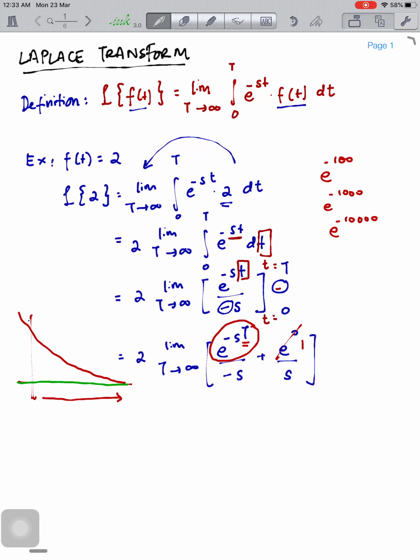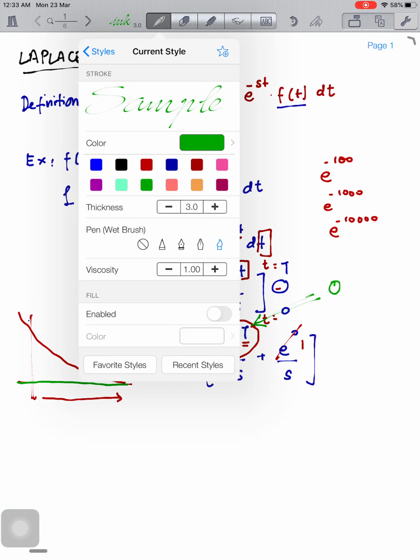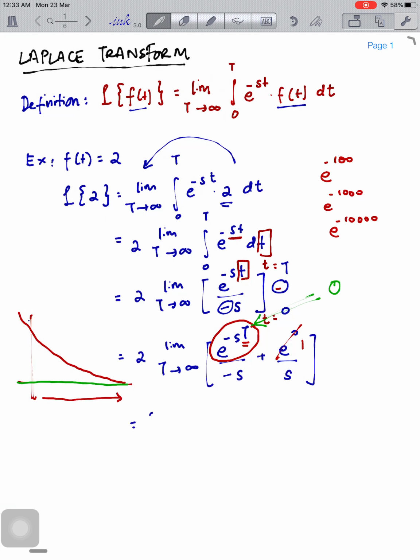Okay, because even exponential of 0 is going to equal 1. So it's going towards the value of 0, but it will never cross the value of 0. So when you take the limit as capital T goes to infinity of exponential of negative st, this term right here is going to go towards 0. Therefore the first term is going to be 0.